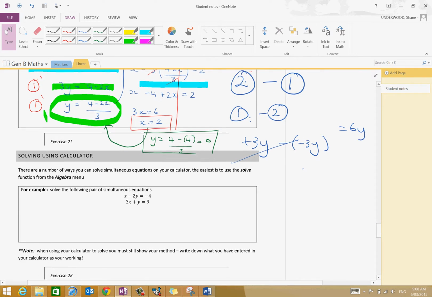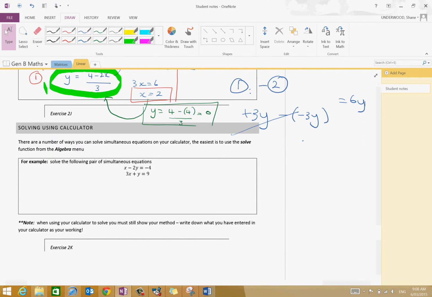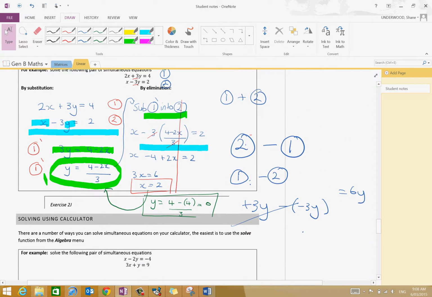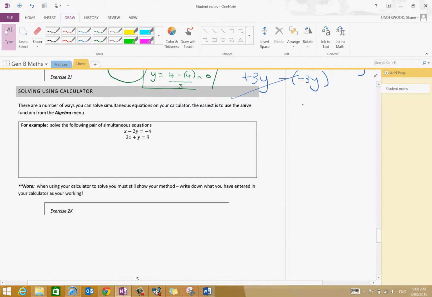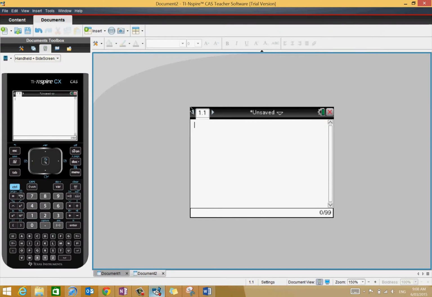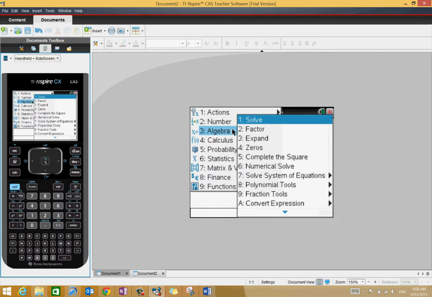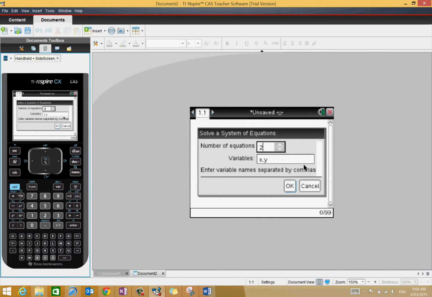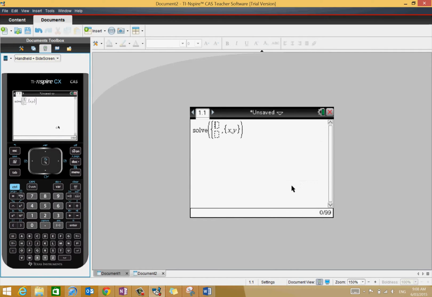All right, now what we're going to do is solve using a CAS calculator, and it doesn't really matter which one we do. I'm going to pause, and you guys are going to do this one using your solve function. I've shown you another way, didn't I? I've shown you menu, algebra, solve system of equations, and we want to do variables x, y.